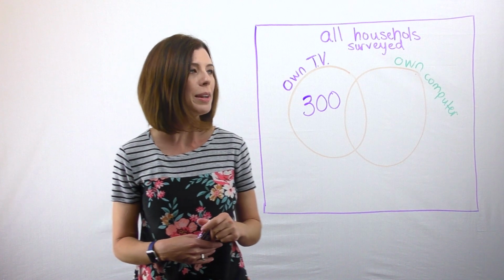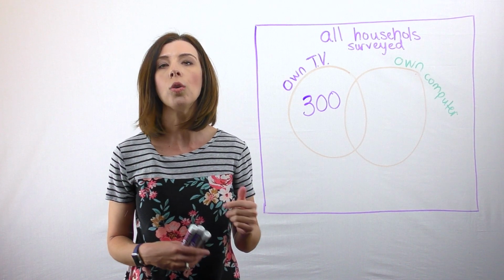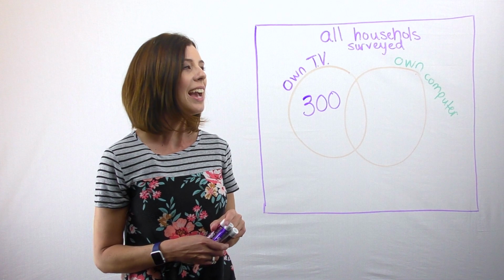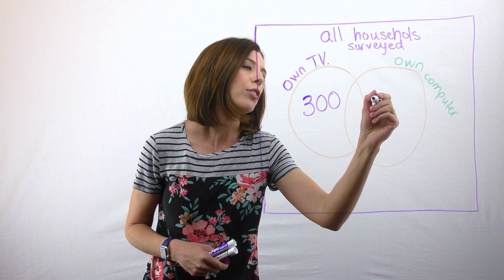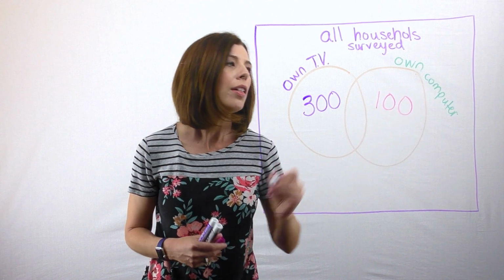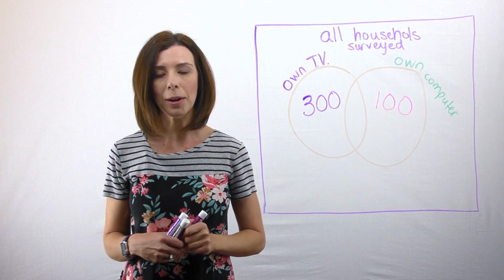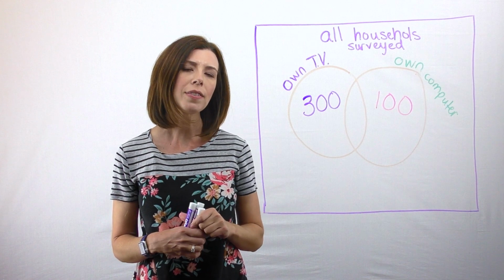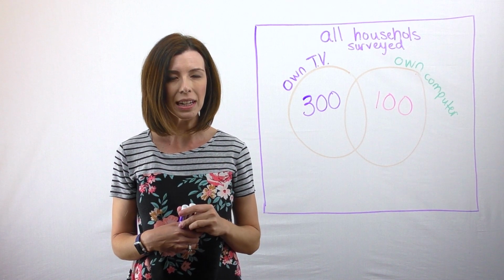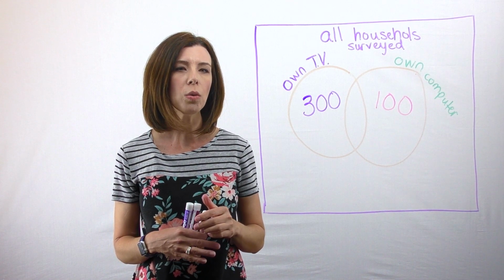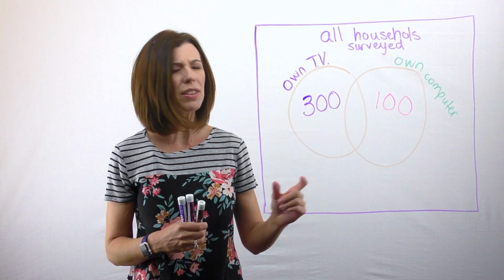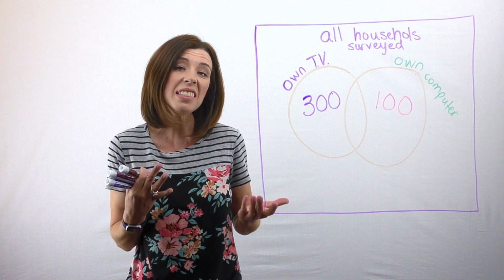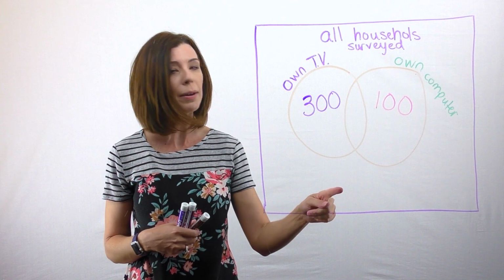The next piece of information is I need the people that own only a computer. Again, after looking at my question, I can see that I have 100 people that own only a computer. The last piece of information that I need that's a little bit tricky, again, goes back to what's not in these two sets. We have this group of people that own neither a computer or TV. So I'm going to write them down here.